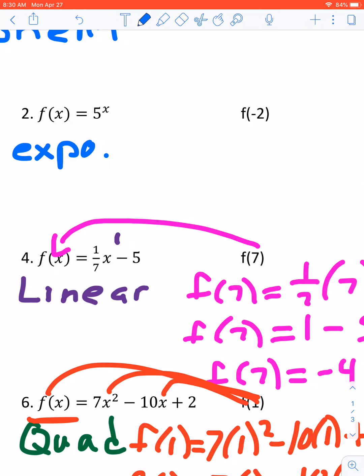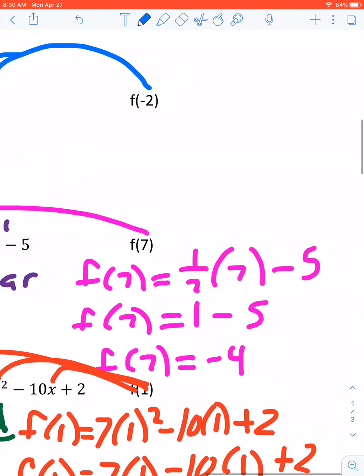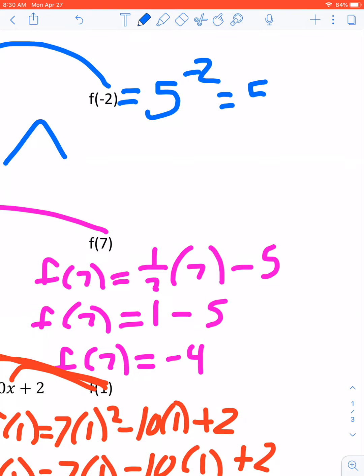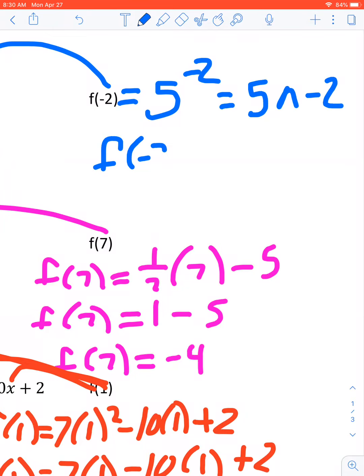So let's move on to this next one. Again, I'm going to take this negative 2 and plug it in for every x. So I get f of negative 2 equals 5 to the negative 2 power. When I'm entering this in my calculator, I remember that caret button we talked about. I'm going to do 5, caret button, negative 2, and that should cause the negative 2 to go up top to become the exponent. So when I do 5 to the negative second power, I get f of negative 2 equals 1/25th.